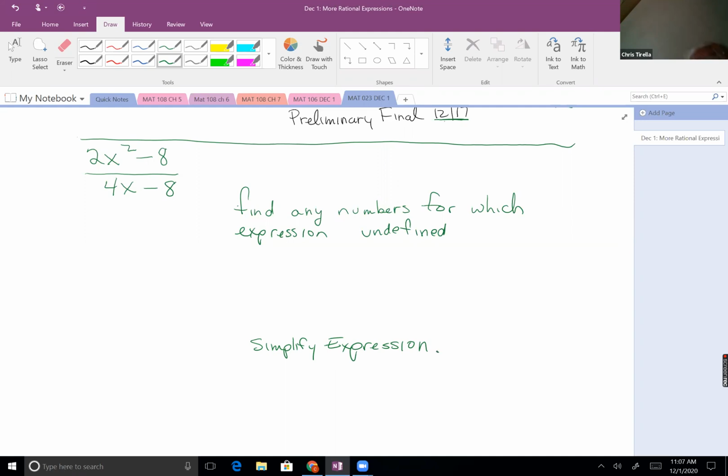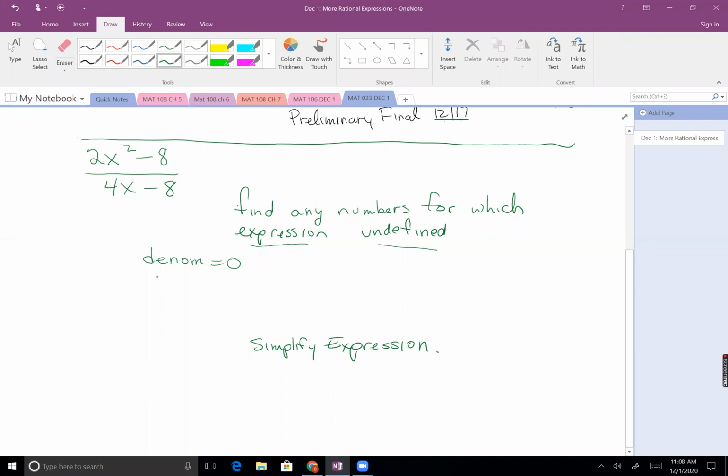Oh boy, can anybody refresh my memory on how to find numbers for which the expression is undefined? Can anybody help me find where the expression is undefined? What do I do? Nobody? Can you guys hear me? It's where the denominator equals 0.